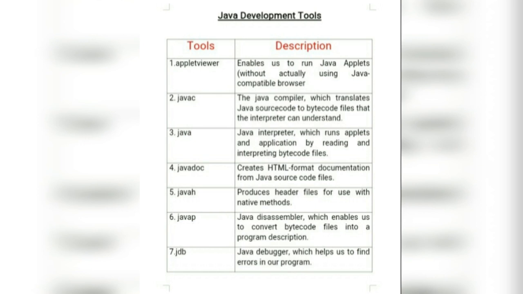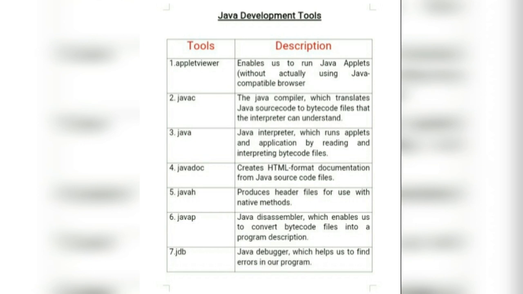Now the third one is Java, which is nothing but a Java interpreter which runs the applet and application by reading and interpreting bytecodes. That means whatever code is compiled by javac, which is the tool, javac converts it into bytecode, which is nothing but the class file. This class file is again interpreted by the tool java.